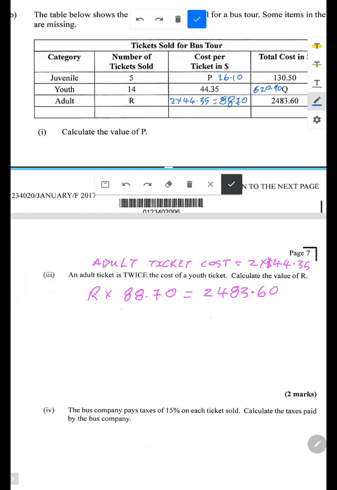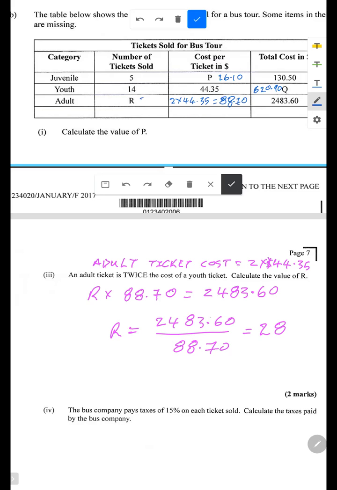And so to find R, we're going to divide. So R then is 2483.60 divided by 88.70. That gives us the value of R. So 2483.6 divided by 88.7 is 28. So that's 28 tickets. So there were 28 adult tickets. So if we come back up here now, this is 28. All right, so that is that part.